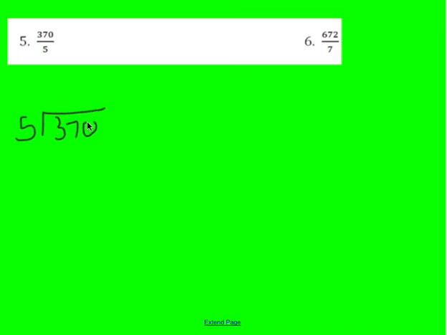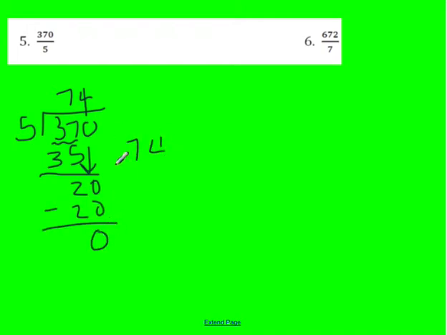So 5 divides into 370. So how many times does 5 go into 37? Well, that's going to be 7 times. 5 times 7 is 35. Again, if you don't know how many times 5 goes into 37, divide 37 by 5 and get that whole number. 37 minus 35 is 2, and then we're going to bring down the 0. How many times does 5 go into 20? That's going to be 4. 5 times 4 is 20, and we're subtracting that off, and we get 0. So our final answer then is just 74 with no remainder.